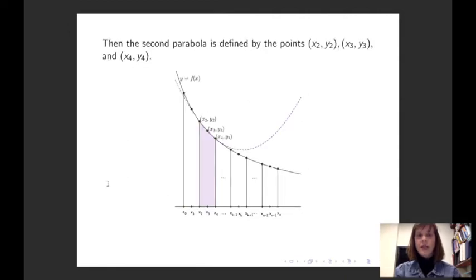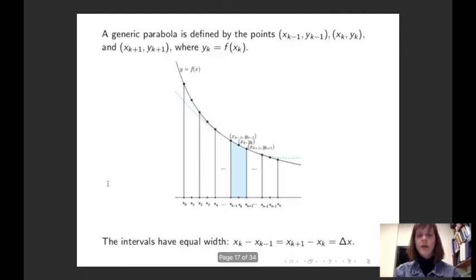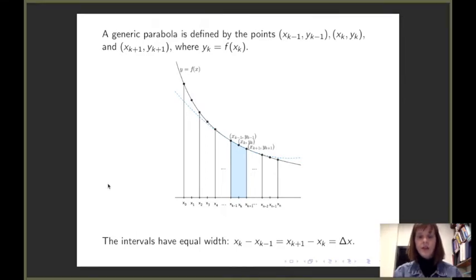When we consider the second parabola, it's defined by the points of the partition x sub 2, x sub 3, and x sub 4. And this continues until we get to the last parabola, which is defined by the last 3 points of the partition x sub n minus 2, x sub n minus 1, and x sub n. Let's consider a generic parabola that's defined by the points x sub k minus 1, x sub k, and x sub k plus 1, where, again, our y value, y sub k, is determined when we evaluate the function at x sub k. These intervals have equal width.